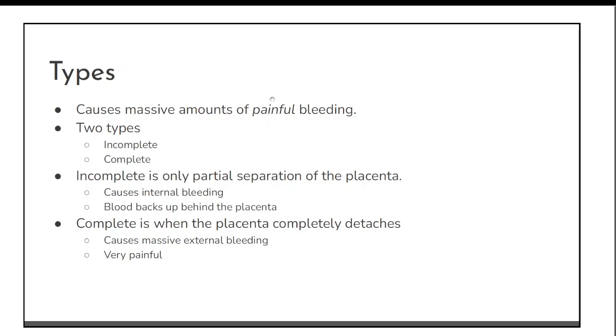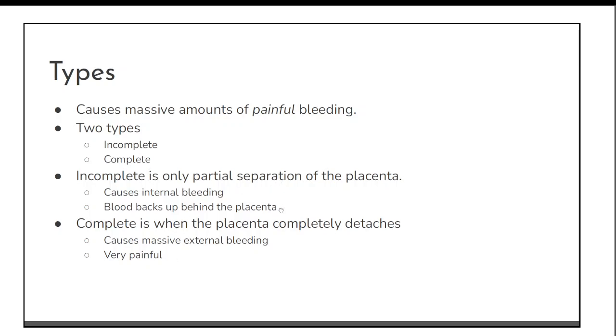This mother is going to have massive hemorrhage. It's going to be dark red bleeding, and it is going to be painful. Super, super painful. Now, if that placenta only partially tears away from the wall of the uterus, we call it an incomplete placenta abruption. And if it tears all the way away from the wall of the uterus, we call it a complete abruption.